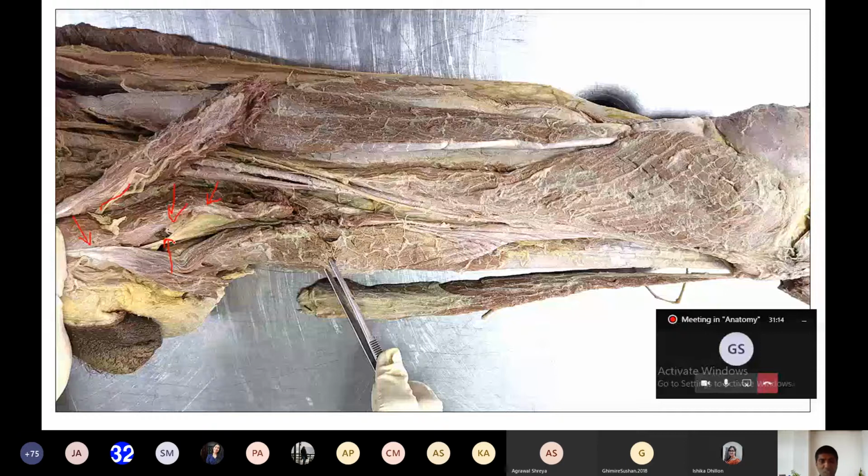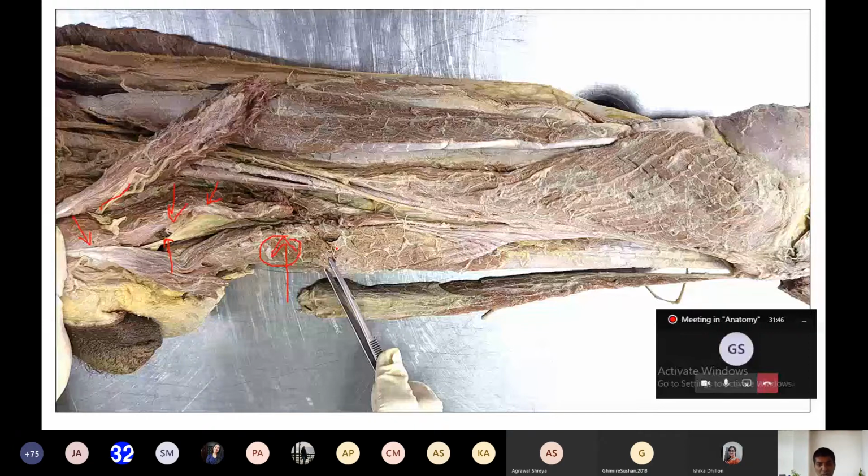Okay. Now I'm going to the next structure. Posterior to the adductor brevis, in the adductor compartment or the medial compartment, there is another big muscle. This big muscle is the adductor magnus. I hope everybody can identify it. If it is shown here also, you can say this muscle is the adductor magnus.